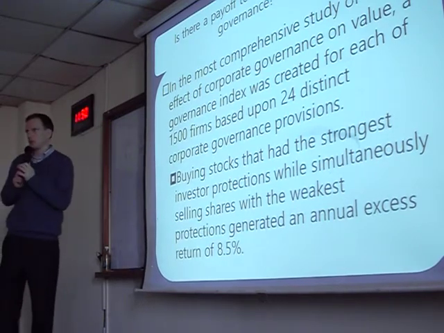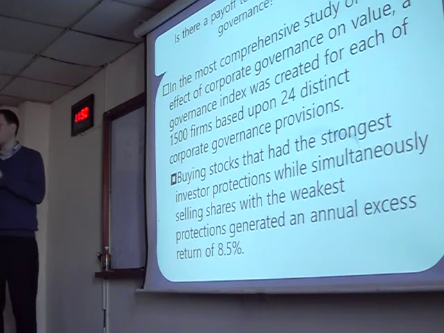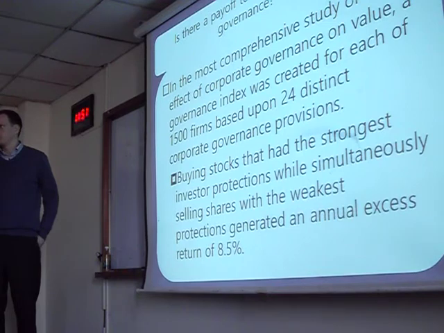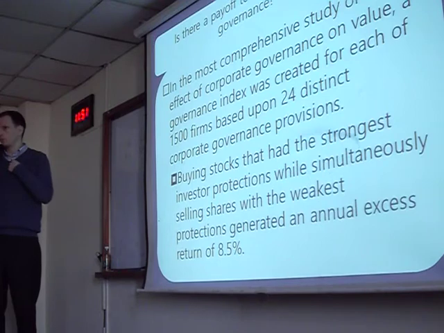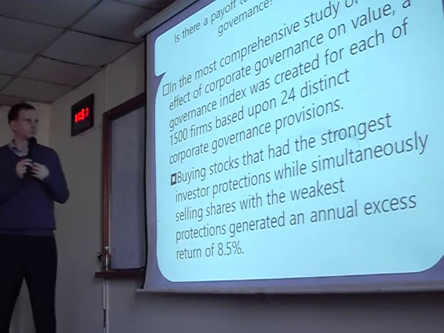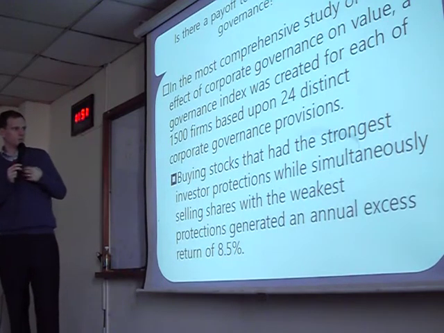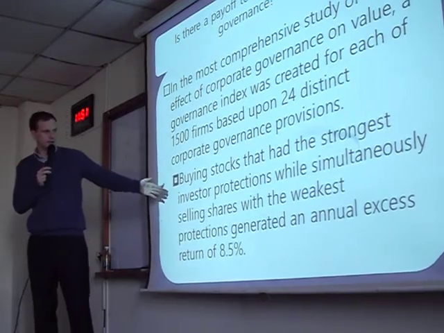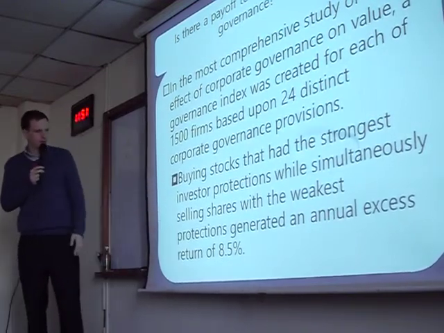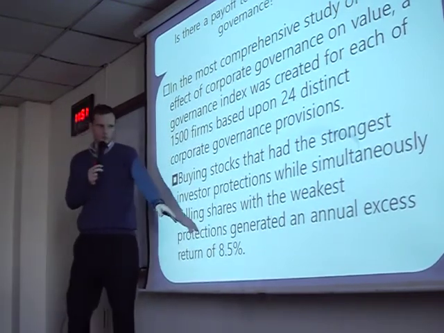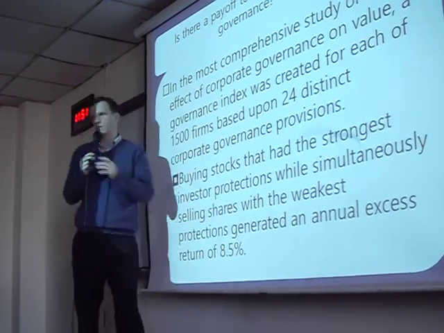So, do you think that companies who have better corporate governance make more profit? Or it doesn't matter? So, my company has better corporate governance than your one. Does my company do better? So, we've had a lot of studies on this. Okay? So, for example, buy stocks that have strong investor protections while selling stocks with the weak protections. So, in this case, they could make a bigger profit. Excess return means more than the average.